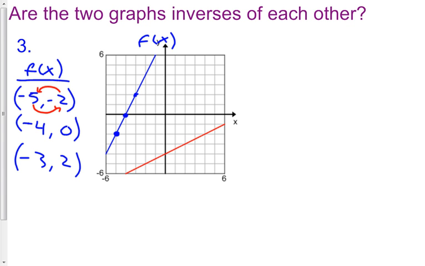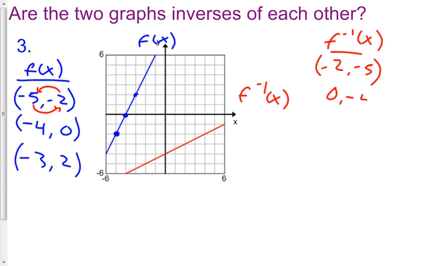So if the red is the inverse, then its relation is going to switch its ordered pairs. So let's see if that works. If this is the inverse function of x, then the inverse function should have a -2, -5. It should have 0, -4. And it should have 2, -3. Here's all I did, class, is I just switched each and every one of these ordered pairs. Because that's what an inverse does. It switches the x and y.